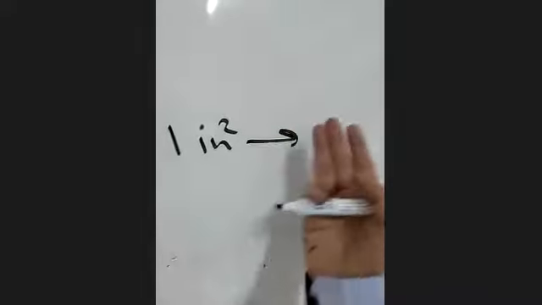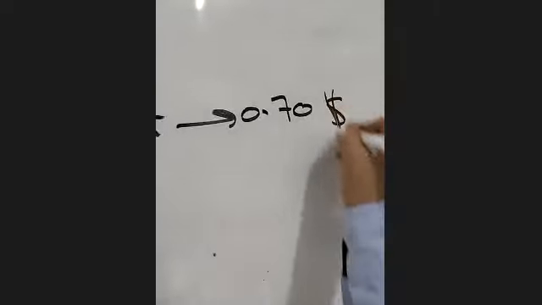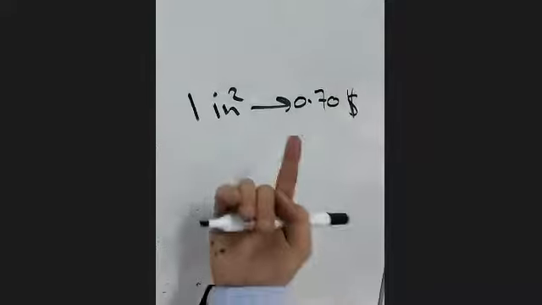Which is weird, right? Imagine that you enter a supermarket and you ask the seller how much this chocolate costs and he replies it costs 2 centimeters. Does this make logic, my son? It's weird. What is the cost of 1 inch square in the question? Money? How much? It's 0.70. $0.70 for each 1 square inch, right?